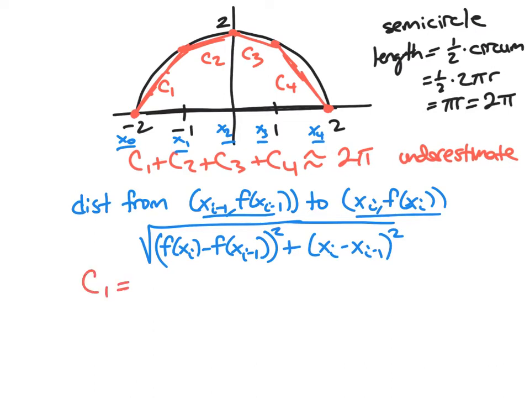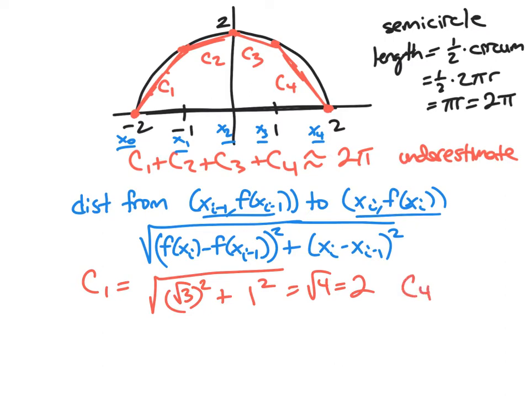So for C1, we are going from -2 to -1 in the x. So that's going to be a 1 squared over here, right? There's a distance of 1. And then we have gone from 0 in our y value to the square root of 4 minus 1, so the square root of 3, squared. So this is actually just the square root of 4, or 2. And by the way, you should notice that these are symmetric.